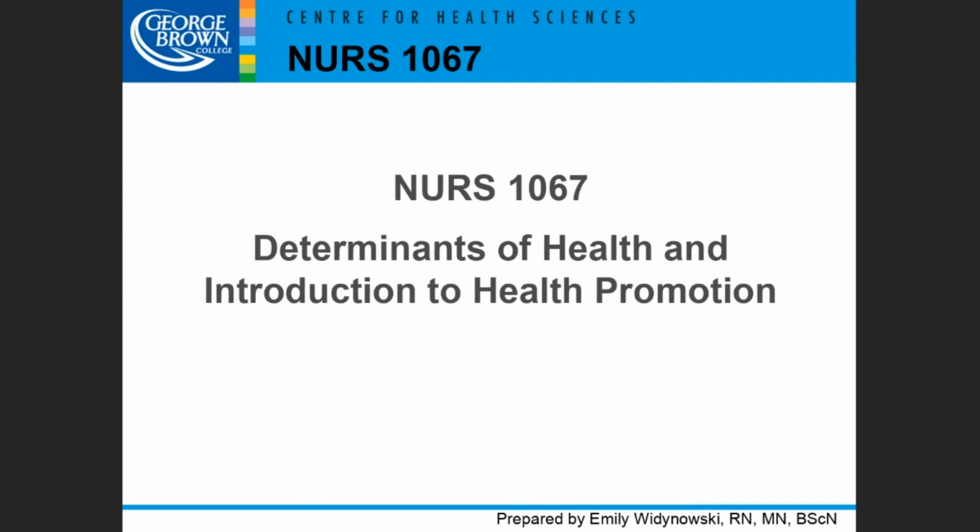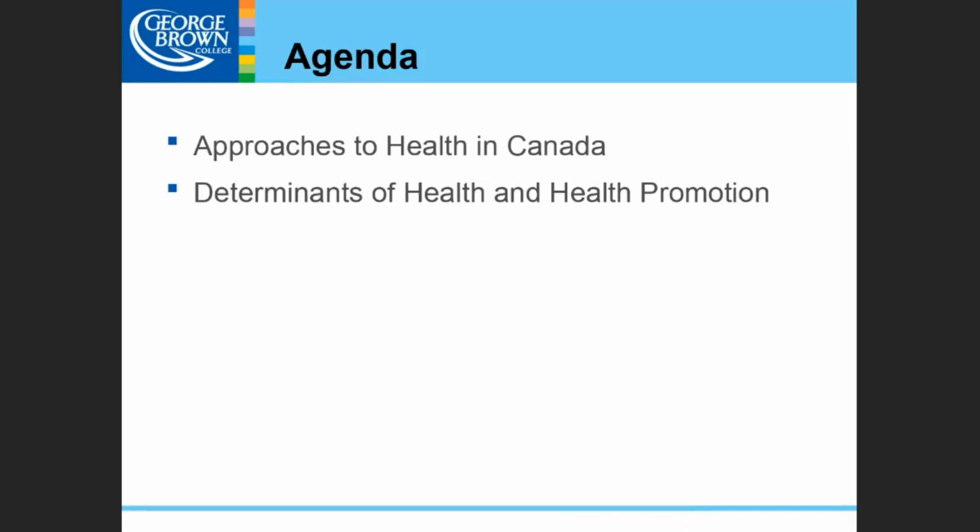So we'll talk about determinants of health, and then we are also going to look at health promotion, and it's really just an introduction to health promotion. You will learn more about health promotion in semester 4. Okay, so we're going to discuss approaches to health in Canada. We're going to look at our different approaches over almost the last century, over the last 100 years, I would say. So what are the approaches to health that we have taken, and how did that impact us as Canadians?